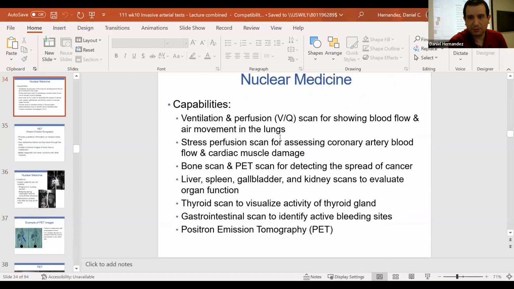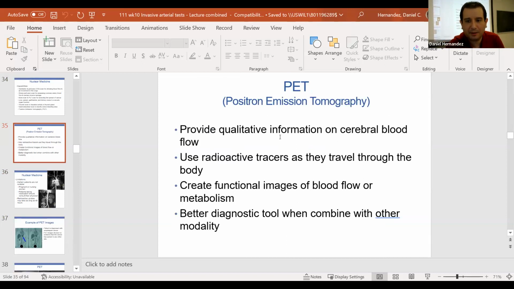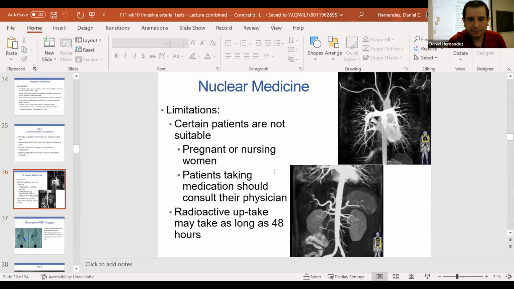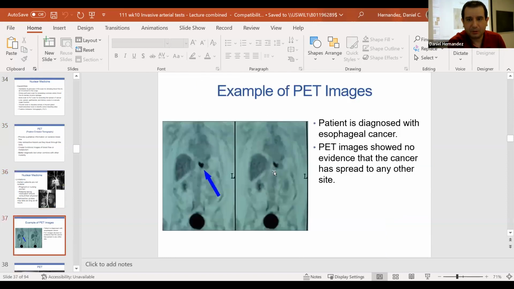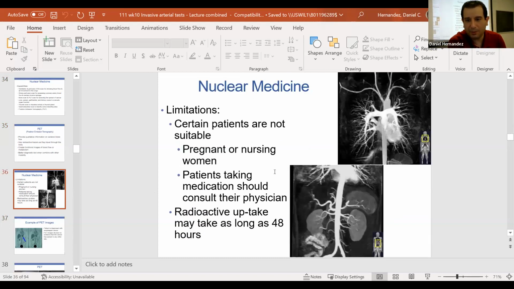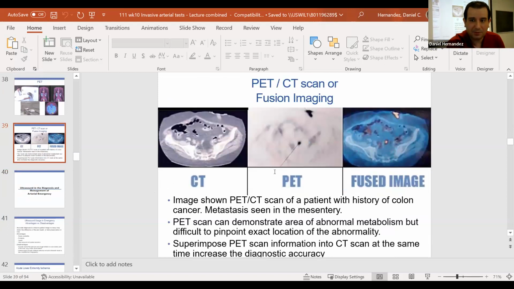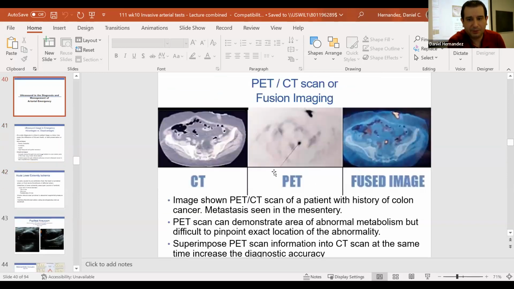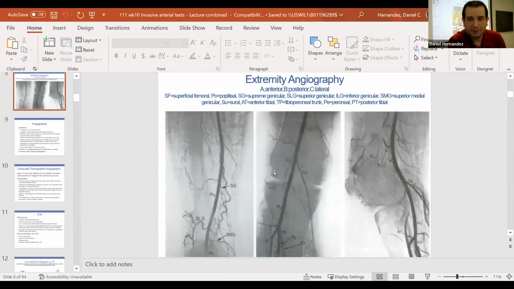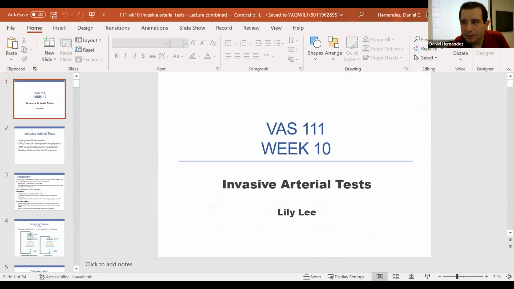PET scans fall under nuclear medicine. Those PET scans create functional images that show blood flow or areas of high metabolism. This also cannot be used for pregnant women. And then PET CT, referred to as fusion imaging, combines those PET scans with the CT scanner. What else did we discuss? Let's take a look at the quiz.